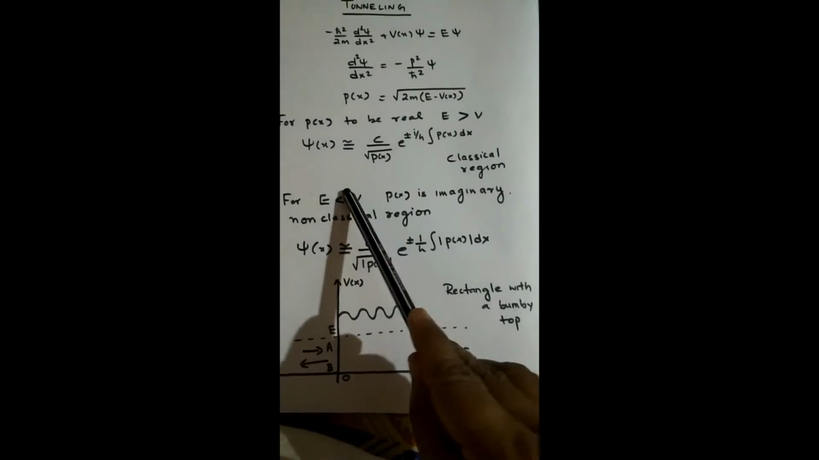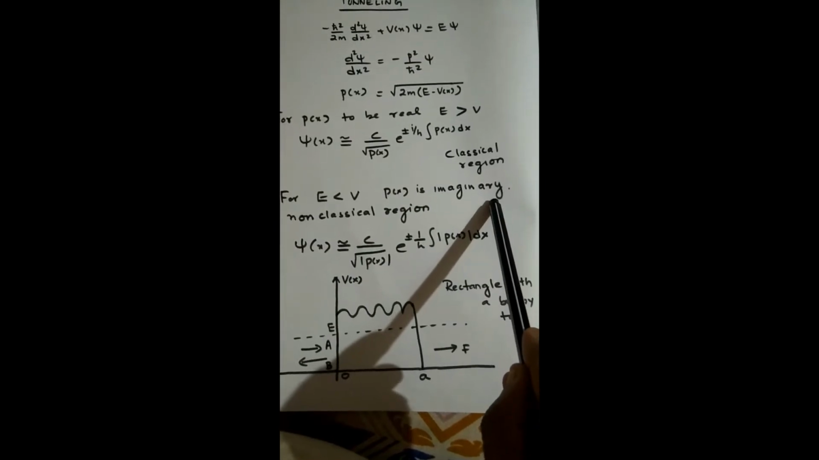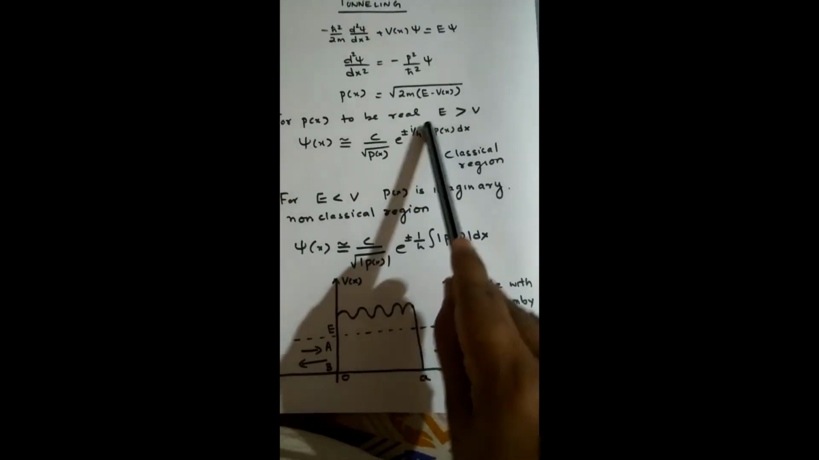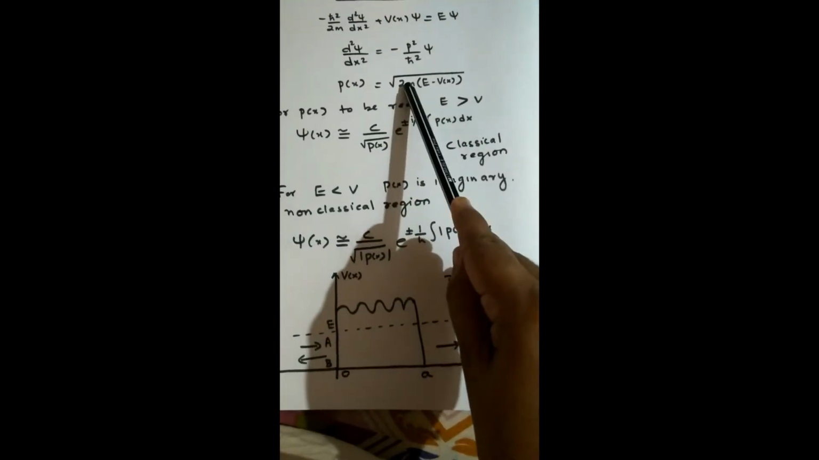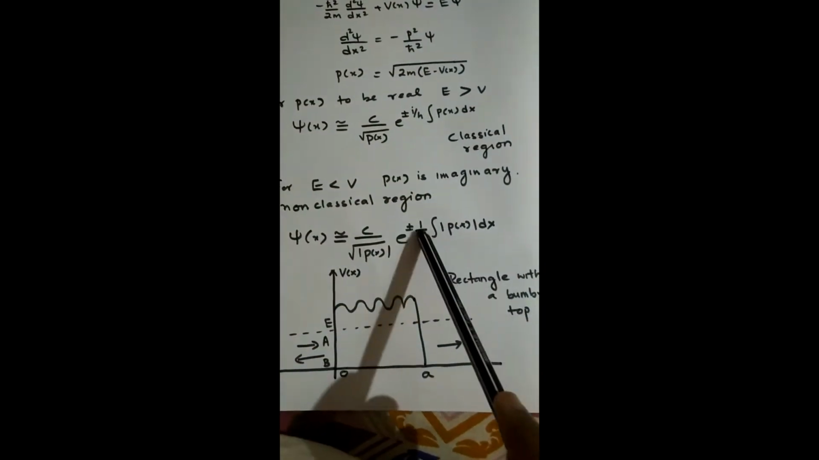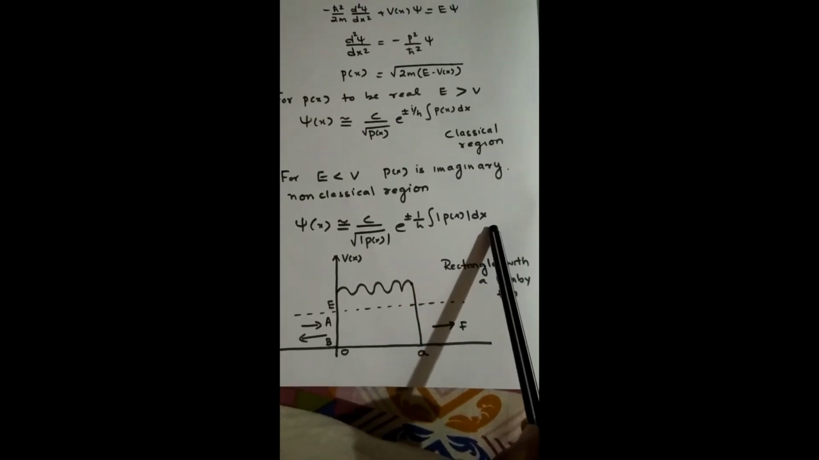Now what happens when E is less than V, that is the non-classical region? Then what happens to P(x)? P(x) becomes imaginary. Then what happens to this WKB wave function? When P(x) becomes imaginary, that means when E is less than V, there will be a minus sign, and there will be an i. Because it is a root, your P(x) will be imaginary. But if that i comes out, it comes out as i by h bar. So our WKB approximation for the non-classical region will be given by this expression: C by root of modulus P(x), e raised to plus minus i by h bar integral modulus P(x) dx. I hope till this part we are okay.